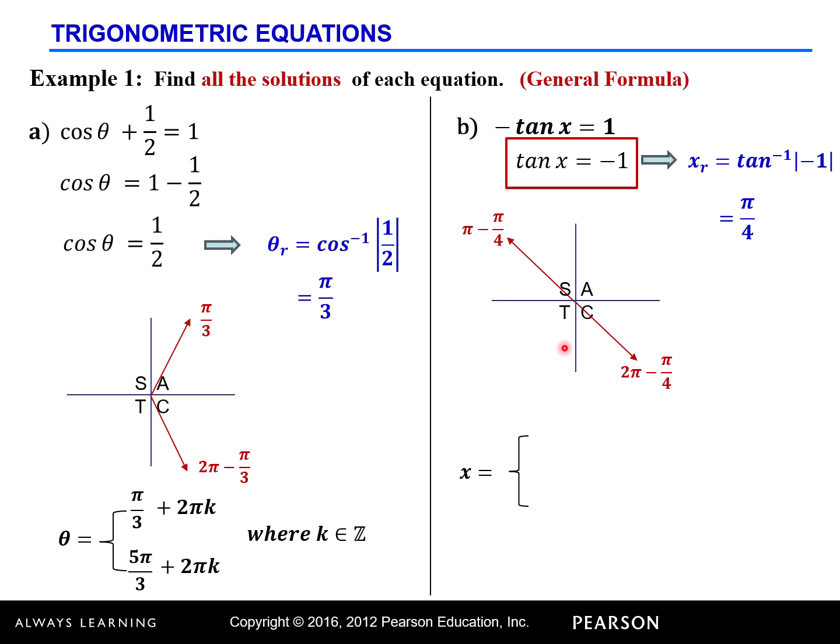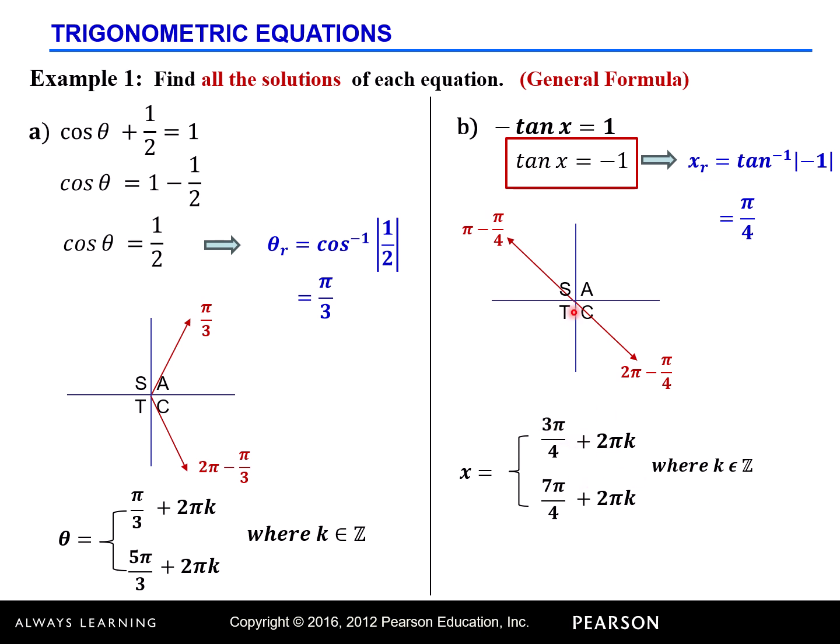Now, to get the values of these angles, pi minus pi over 4 is 3 pi over 4, and 2 pi minus pi over 4 is 7 pi over 4. And since we want all the solutions, we will get the coterminal angles for these two angles. So we just keep on adding 2 pi k, and another 2 pi k for 7 pi over 4, where k is an element of integers.